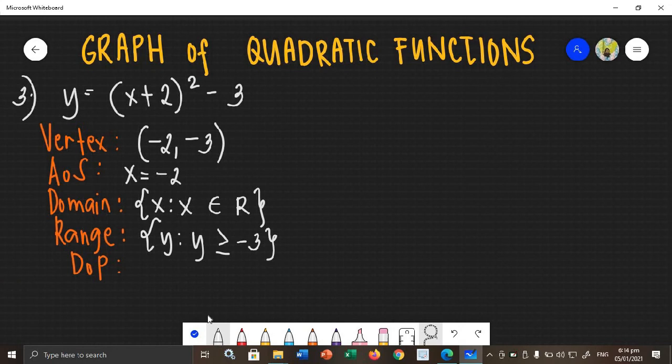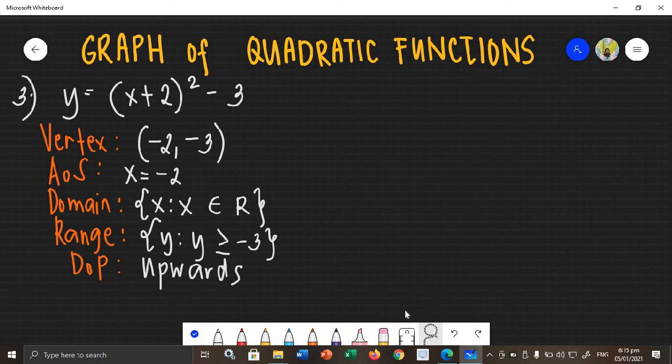And then the direction of our parabola is according to the sign of the coefficient of the quadratic term, or the a, okay? The letter a's sign. Therefore, it is positive, 1, positive 1. Therefore, the parabola will open upwards. So those are the characteristics that you need to write below the graph.